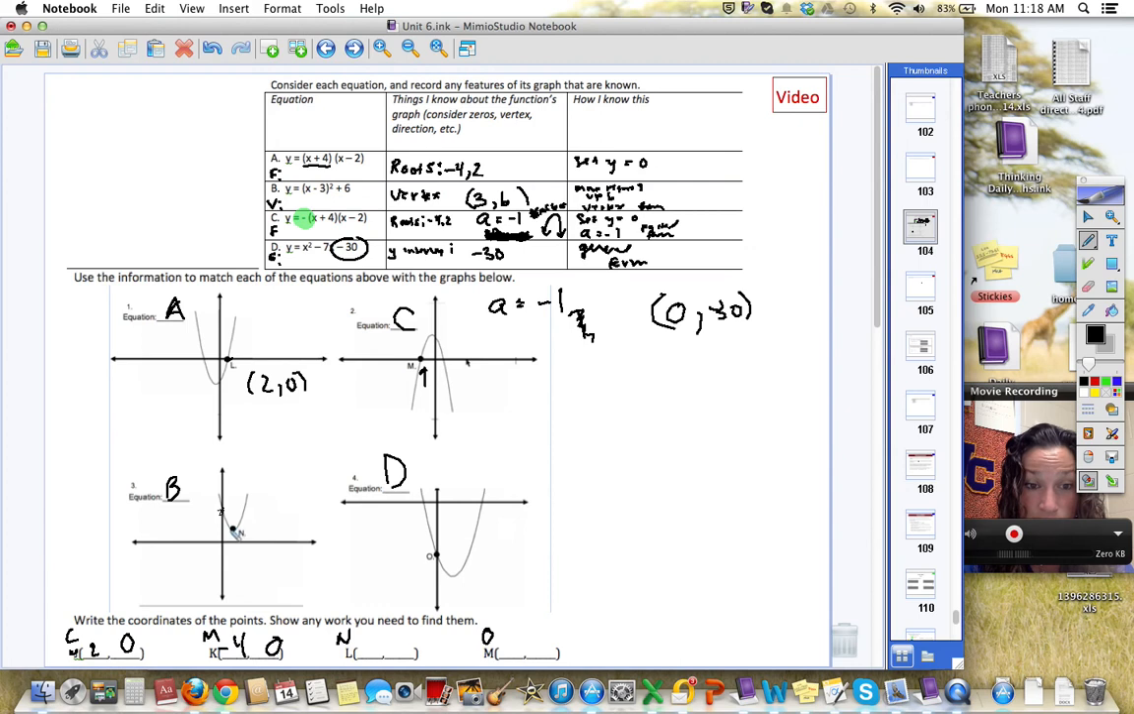My N is over here. That's just my vertex. And if I look at B, that's my vertex form, 3, 6. My O is that y-intercept, and this gives me that y-intercept of negative 30, and that's always where x is 0. So I'm just using these to help me figure out what I know and help me identify which graph it goes with.